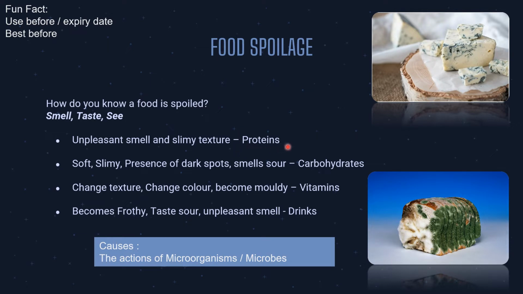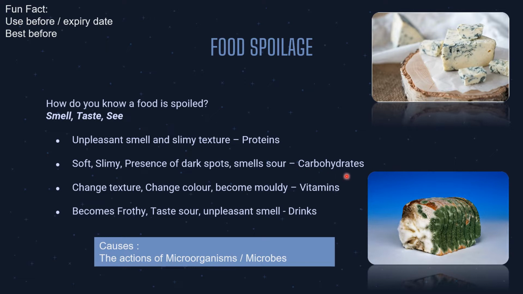First, let's see about proteins. So proteins consist of meat, egg, fish, chicken, and so on. First, they produce an unpleasant smell. Unpleasant smell means a very smelly smell. Secondly, it has a slimy texture. It means it's very sticky or smooth. It loses its original texture.